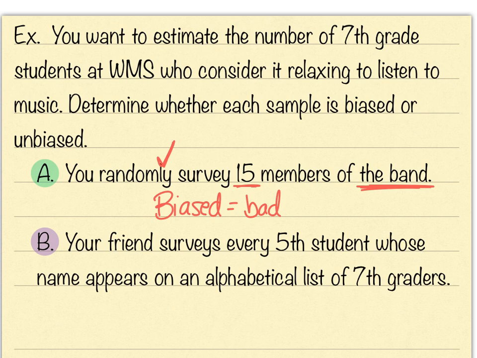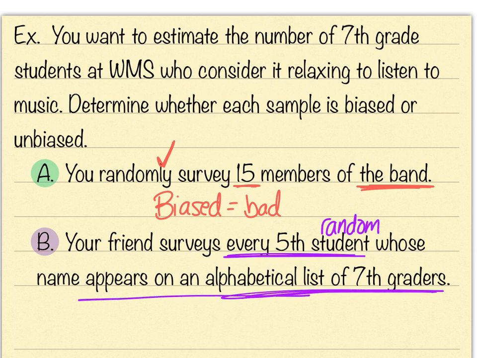Next one, your friend surveys every 5th student whose name appears on an alphabetical list of all 7th graders. So everybody's included on this list. You're not asking everybody. You're asking every 5th student. So that's random, right? You don't have any control over that. You're not leaving anybody out because you're making your way all through this entire list. Everybody has the opportunity to randomly get picked. So this is going to be unbiased.